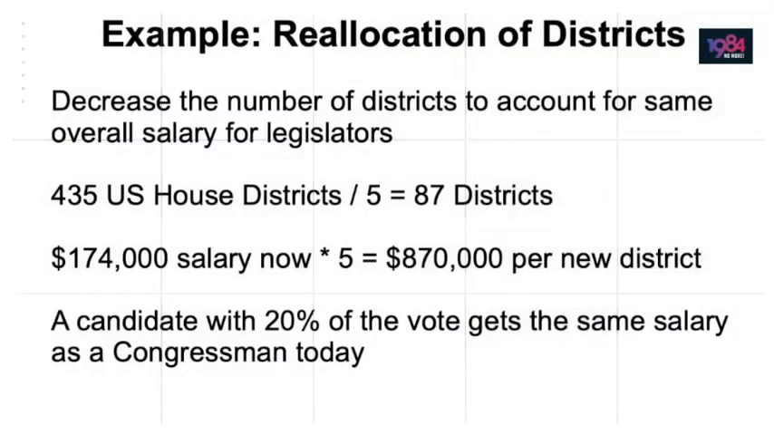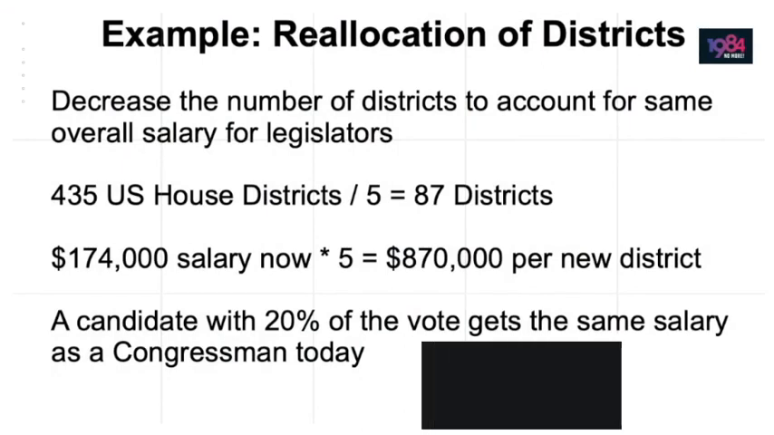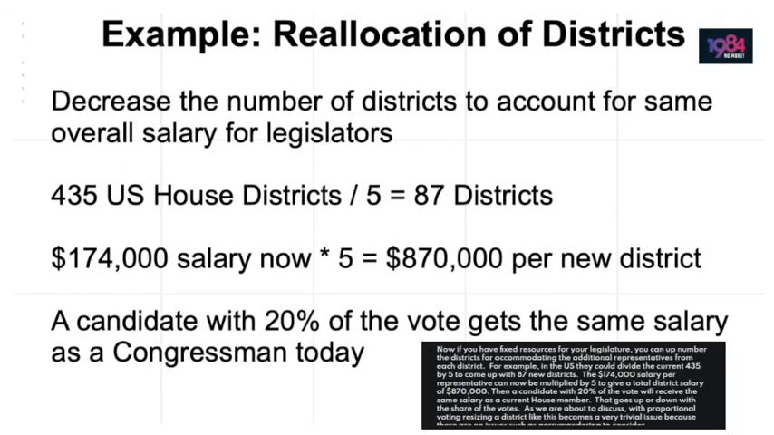Now if you have fixed resources for your legislature, you can increase the number of districts to accommodate the additional representatives from each district. For example, in the US they could divide the current 435 by 5 to come up with 87 new districts. The $174,000 salary per representative can now be multiplied by 5 to give a total district salary of $870,000. Then a candidate with 20% of the vote will receive the same salary as a current House member. That goes up or down with the share of the votes.